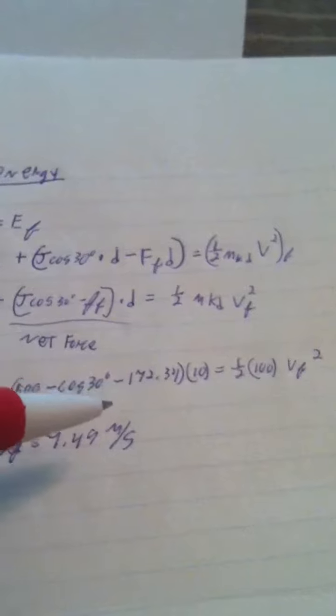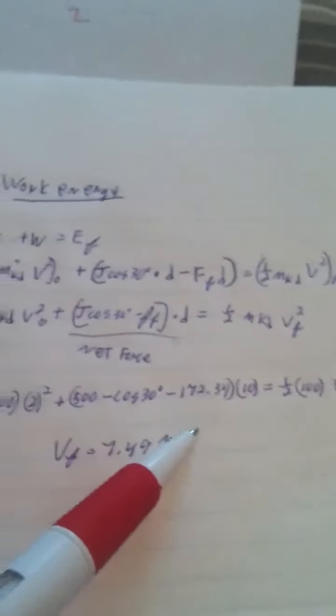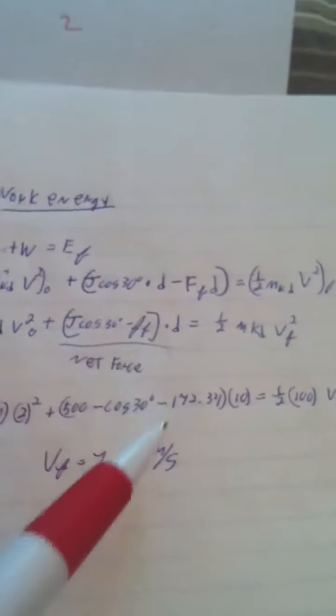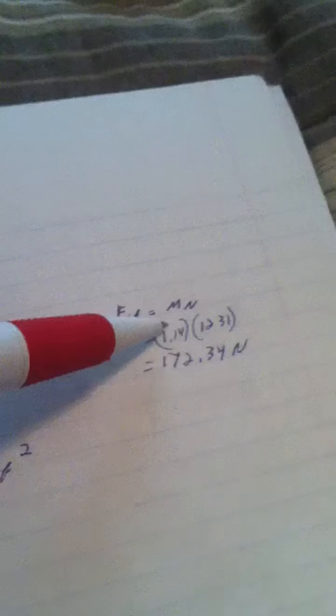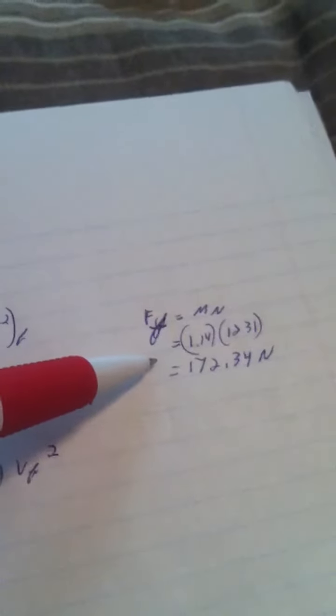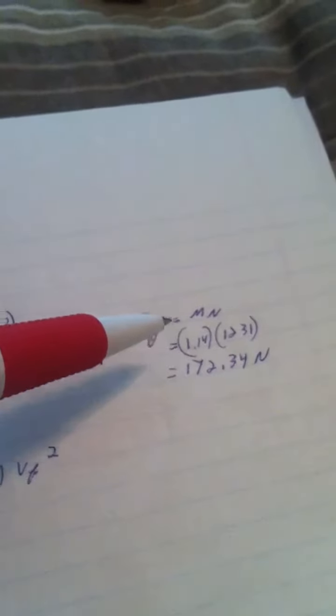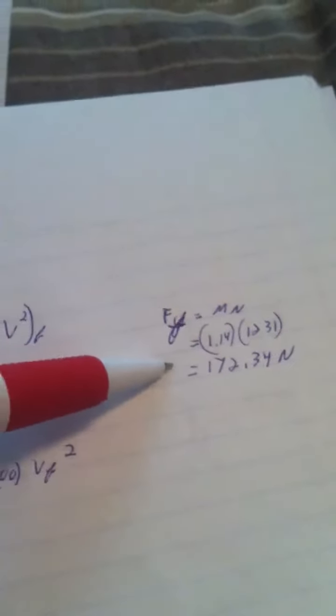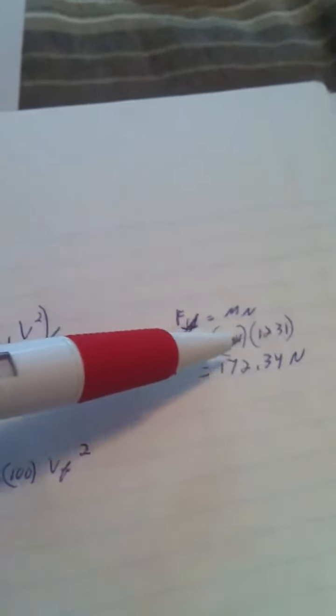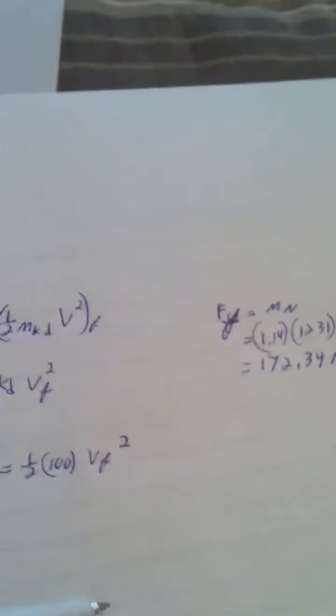And I got this number right here because it's not shown in the formula up here, 172.34. I got this from the newtons with the friction equals the m and newtons, and it's 1.14 times 12.31. Now that happened in the problem. I got the 12.31 from the newtons in the first place.